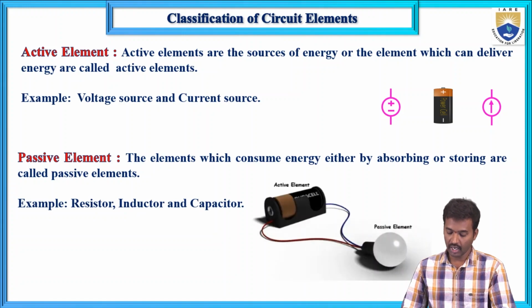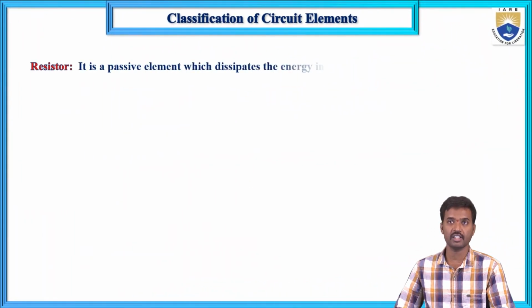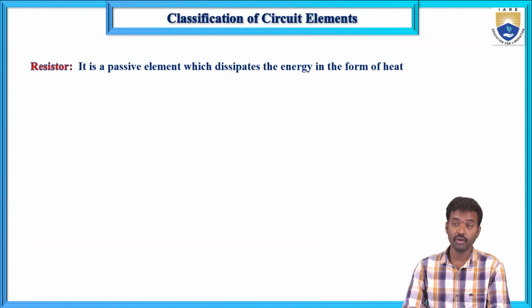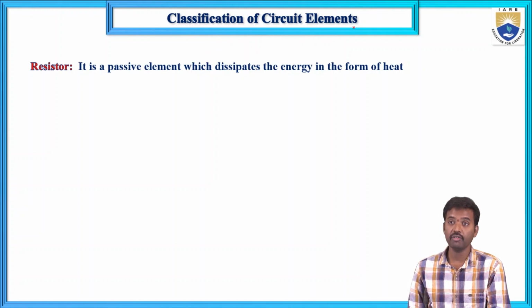So these are the active elements and passive elements in a circuit. Here, first, resistors. What do you mean by a resistor? A resistor is a passive element which receives energy from active elements and dissipates the energy in the form of heat.